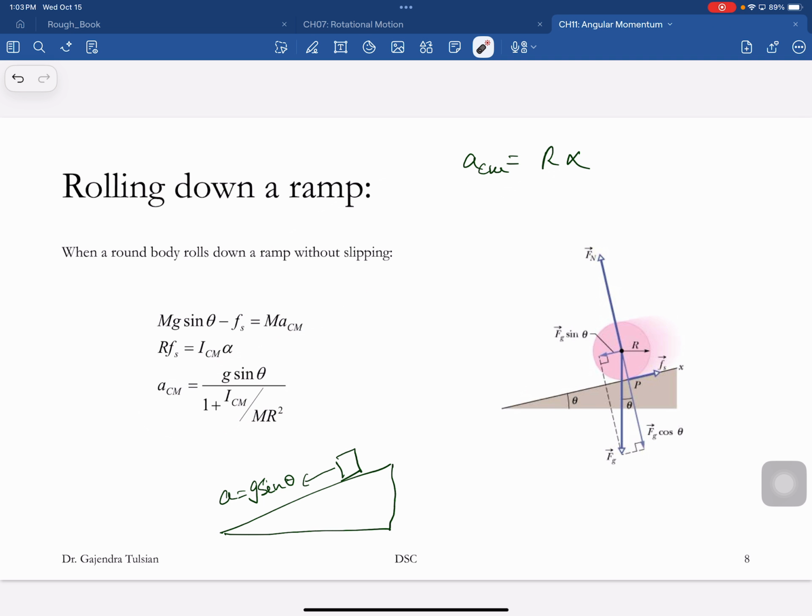Is that a 1? With this one is 1. Okay, yes. That is 1. And this is the moment of inertia about the center of mass.